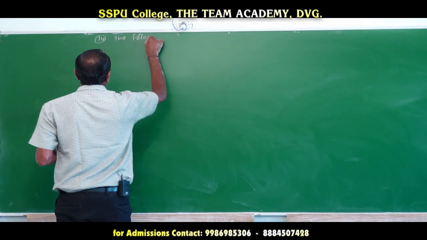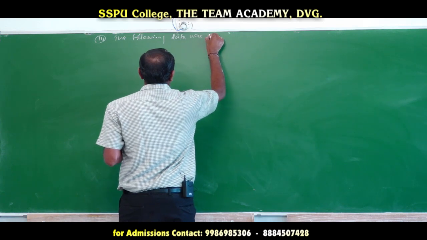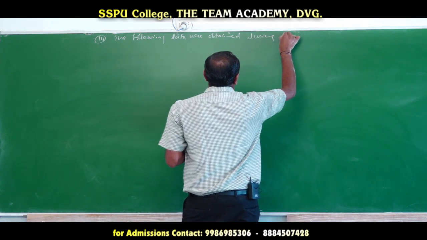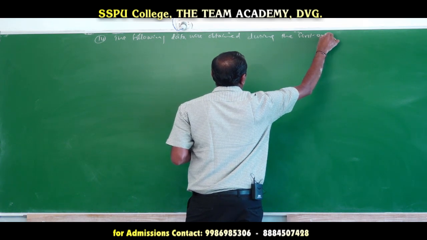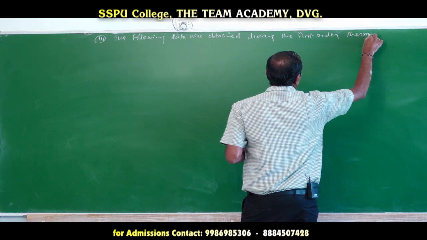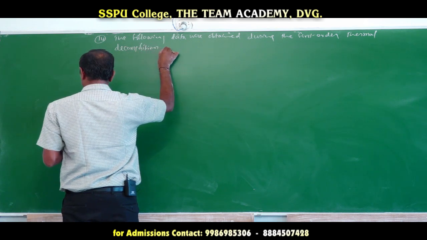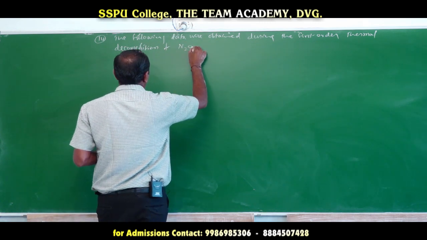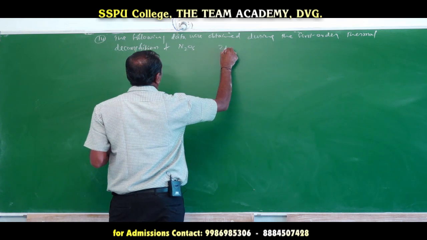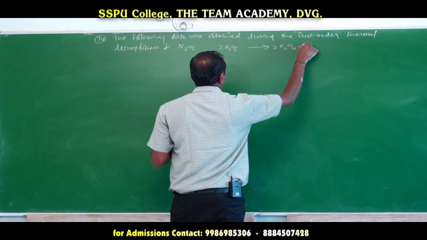Now, the following data were obtained during the first order thermal decomposition of N2O5 at constant volume, that is 2 N2O5 becomes 2 N2O4 plus O2.